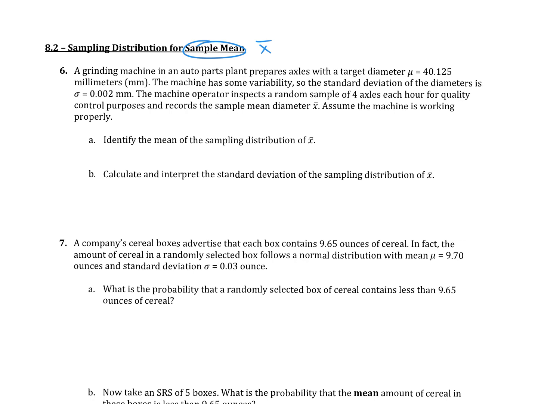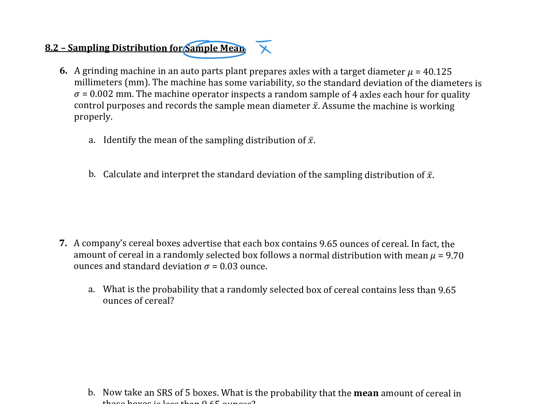Starting with problem 6. A grinding machine in an auto parts plant prepares axles with a target diameter of 40.125 millimeters. The machine has some variability, so the standard deviation of the diameters is 0.002 millimeters. The machine operator inspects a random sample of 4 axles each hour for quality control purposes and records the sample mean diameter x bar. Assume the machine is working properly. A, identify the mean of the sampling distribution of x bar.